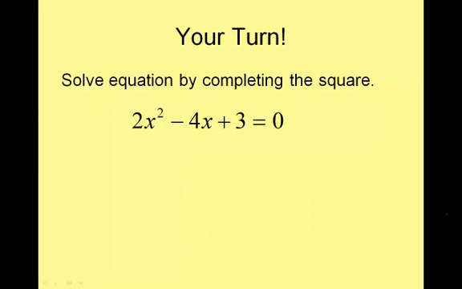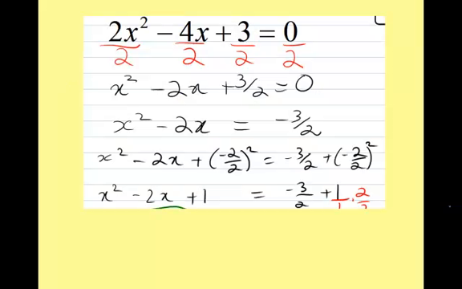2x squared minus 4x plus 3 equals 0. Notice the leading coefficient is not 1, so the first thing we have to do is divide all of the terms by 2. So we get x squared minus 2x plus 3 halves equals 0.